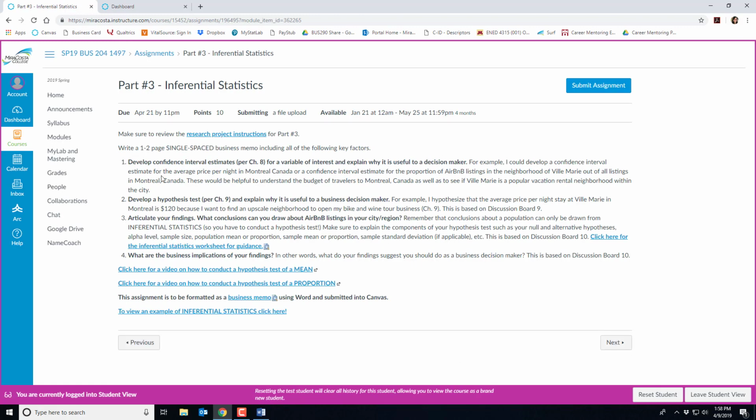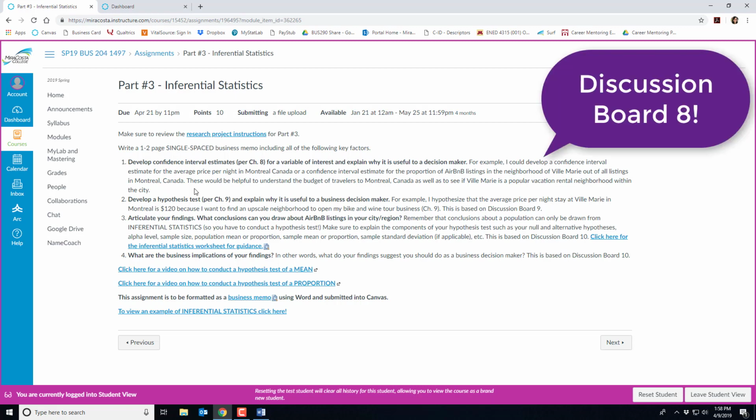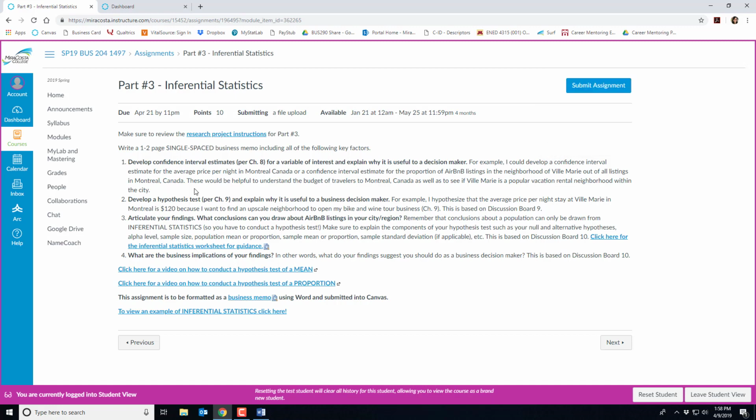So it's a 1 to 2 page single space business memo. The first component of the assignment is to provide your confidence interval estimates for a variable of interest and explain why it is useful to a decision maker. You already did this in a previous discussion board, and I also provided feedback on it.